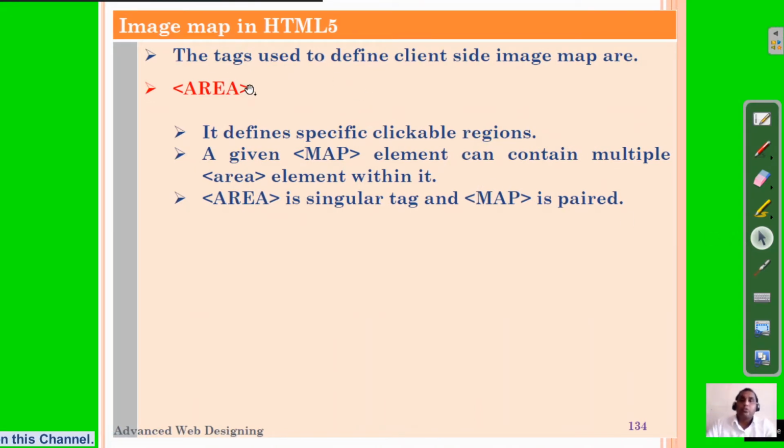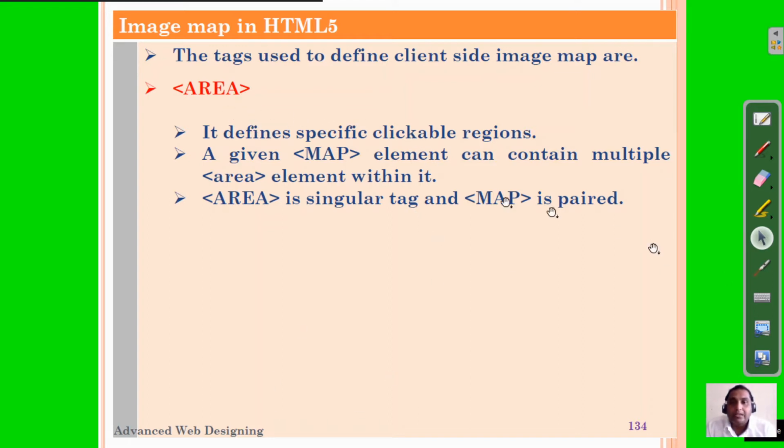Third tag we use over here is area. Area tag is to be written within map tag. That means in between the opening and closing map tag, we specify the area of a map. To a map, I specify an area. This is one region, this is a second region, a third region.